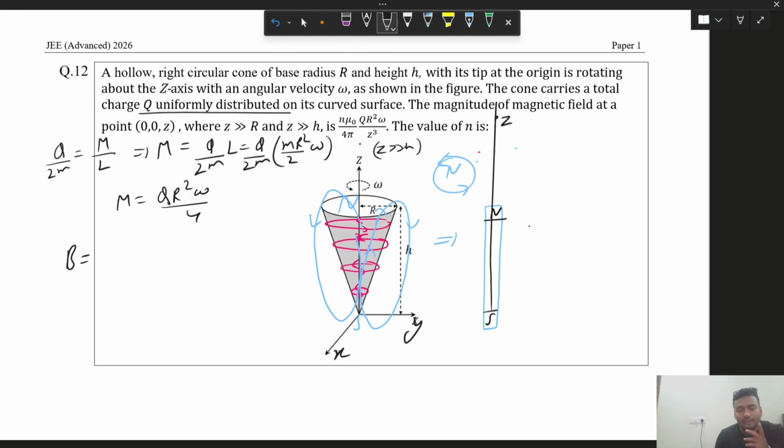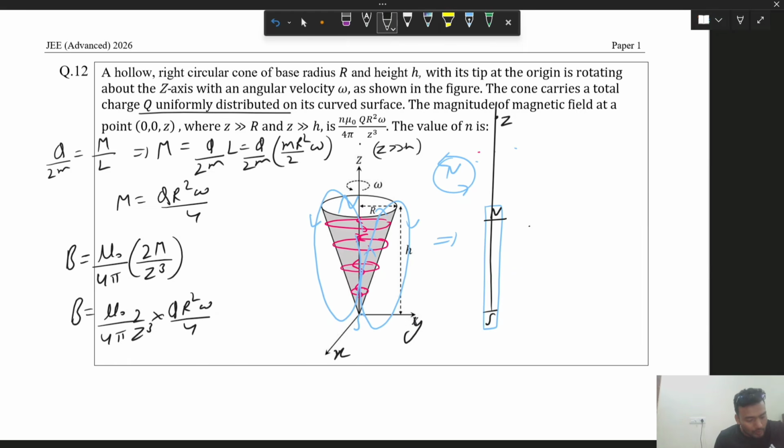So you can apply the formula for magnetic field along the axis, beta: mu naught by 4 pi into 2m by r cube. From the origin that is actually z cube. So B equals mu naught by 4 pi into 2 by z cube, with m being q r square omega by 4. You have to compare it with the given expression. So q r square omega is here, and 4 pi is below. So 2, if I cut it, becomes 1 by 2. Okay, everything is matching except that 1 by 2, so that you can replace by n. So basically n's value is 1 by 2, which is 0.5.